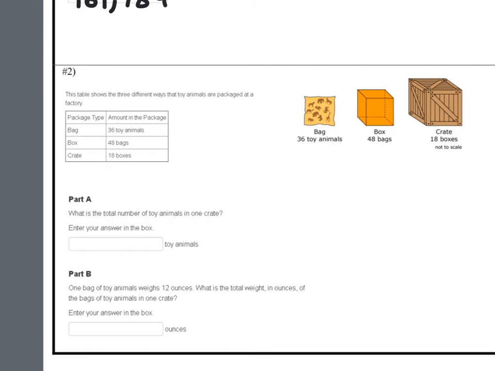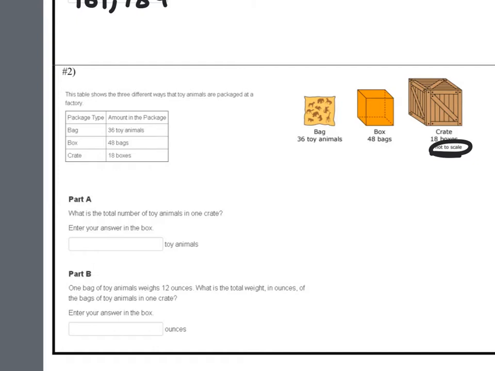And it says not to scale, meaning that these pictures are just drawings and it's not to scale. Now it says part A. What is the total number of toy animals in one crate? Well, let's figure this out. There's 36 toys in one bag, and we can put 48 bags in one box, and then in a crate there's 18 boxes.